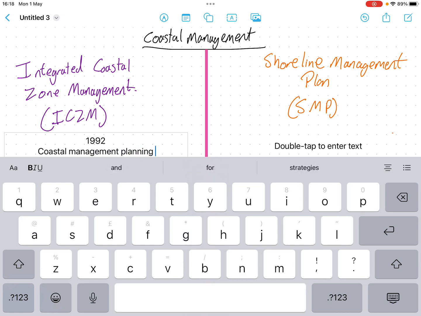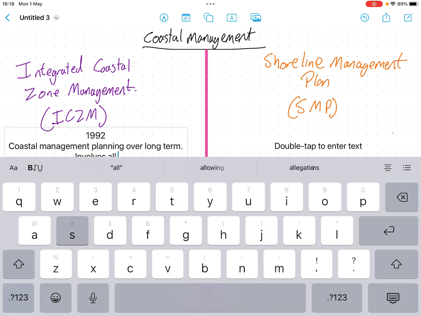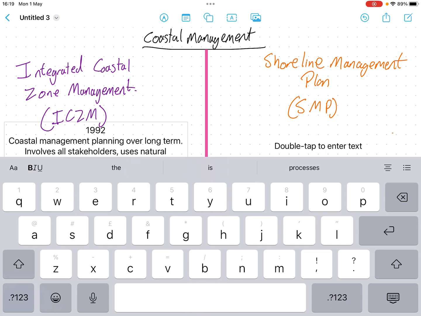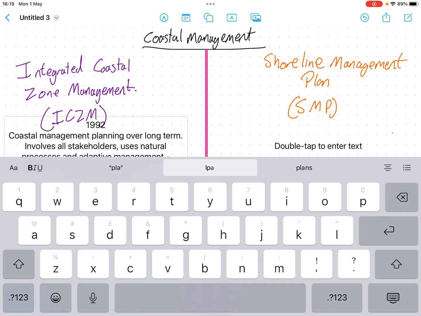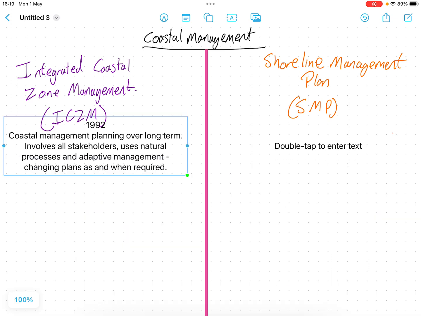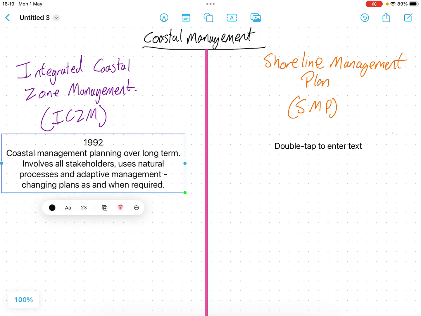And it uses natural processes. It involves the stakeholders, all the stakeholders, that I should have said. So everybody that could possibly be involved. And it has what we call adaptive management. And what we mean by adaptive management, it means changing our plans as and when they are required. There we go. So that is our brief definition of what we mean by an ICZM.